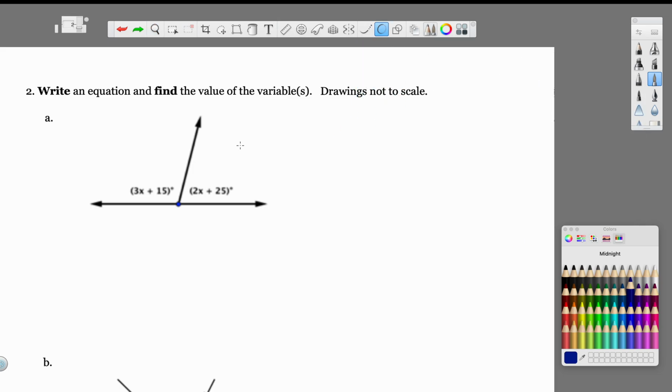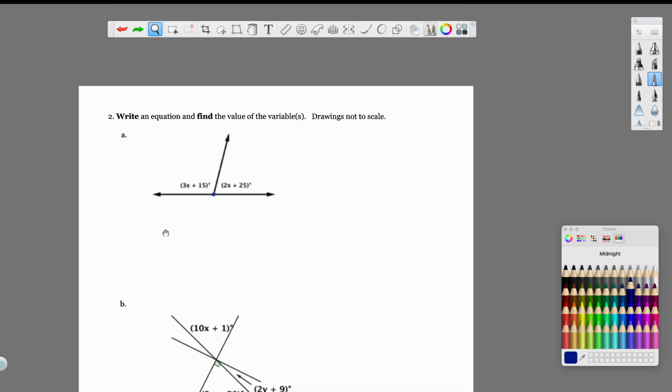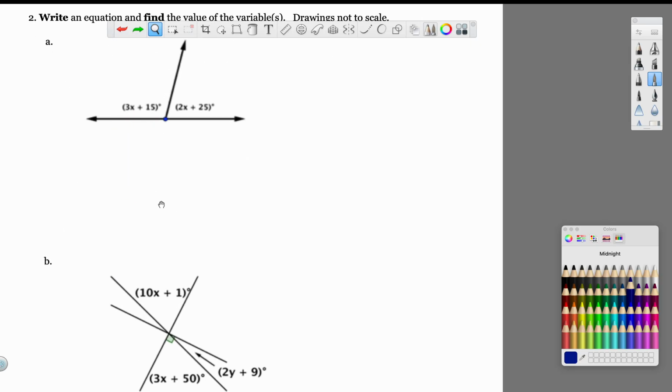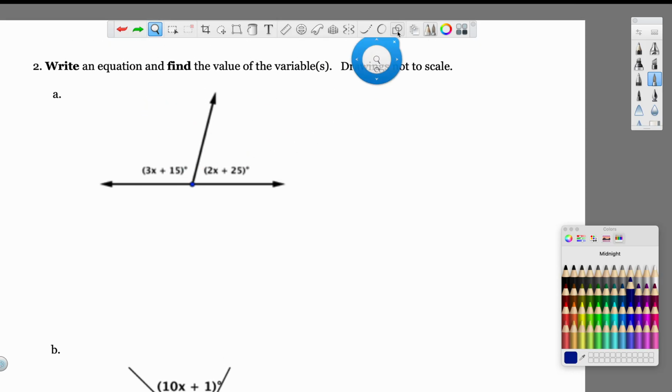I'm going to do these three algebraic problems here in our 1.6, 1.8 review for you. The other solutions I've posted as an image, but I thought maybe it'd be helpful if I took you through my thought process on some of these. So write an equation and find the values of the variables. Drawing's not to scale. Okay, so we have a line here and a ray coming off that line.